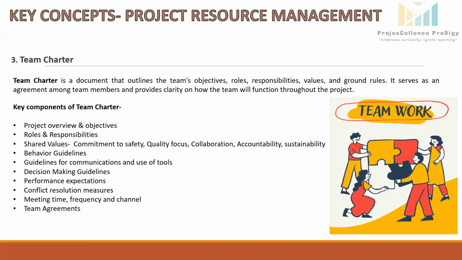Meeting time, frequency and channel will be mentioned. Daily coordination meeting, weekly project progress meetings, monthly stakeholders meetings, and team agreements regarding core working hours, let's say 9 a.m. to 6 p.m. with critical on-call support. What it means? It means team members are available 24/7 to handle any urgent issues. And team is in agreement for monthly review sessions to identify process improvements.